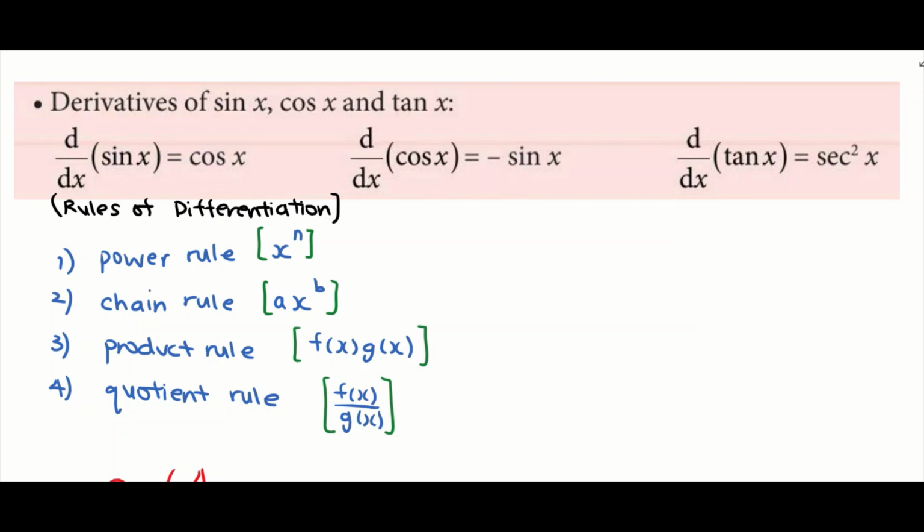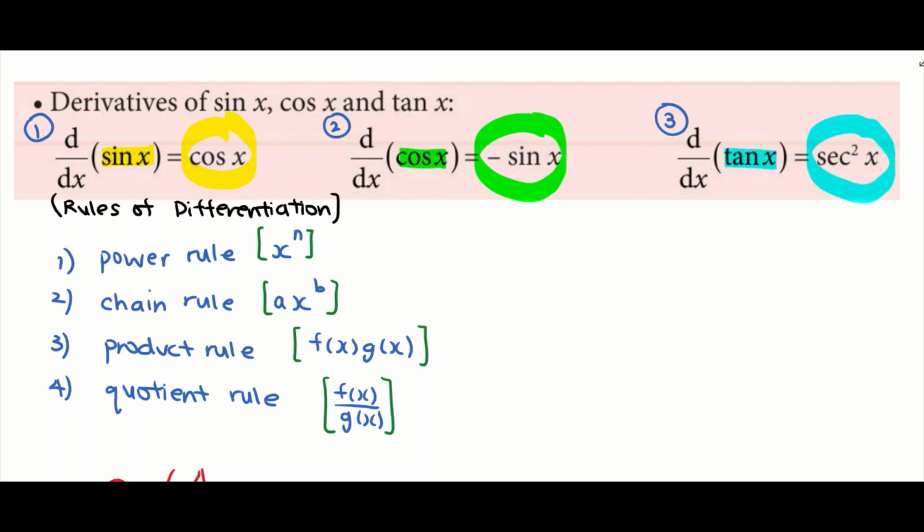Now we come to the main highlight. Okay, what are my derivatives of sine x, cosine x, and tangent x? There are three formulas that you need to remember. When I differentiate sine, it becomes cosine. When I differentiate cosine, I get negative sine x. When I differentiate tangent, it becomes secant square x. You have to remember this.